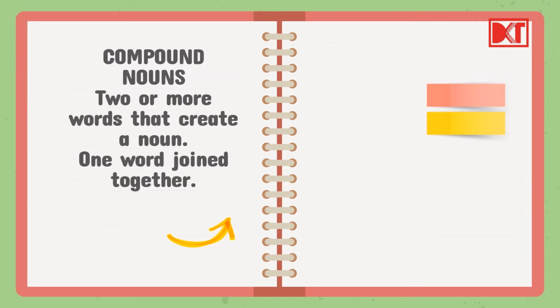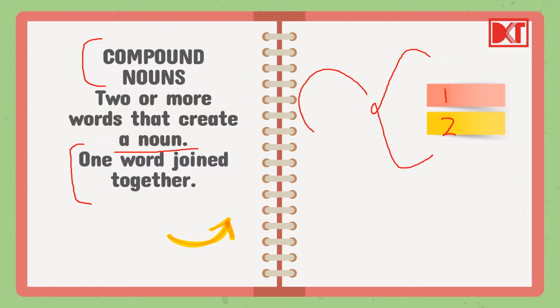Okay, so the next category of nouns is compound nouns. Now, compound nouns are what? Two or more words that create a noun. Basically, they form one word when they're joined together. There might be two separate words, and you join them together to form a similar word or a word with altogether different meanings. All right, let's see some examples. But all you have to remember is compound. Compound basically means joining of something. So there are two words which are being joined together to form a new word.